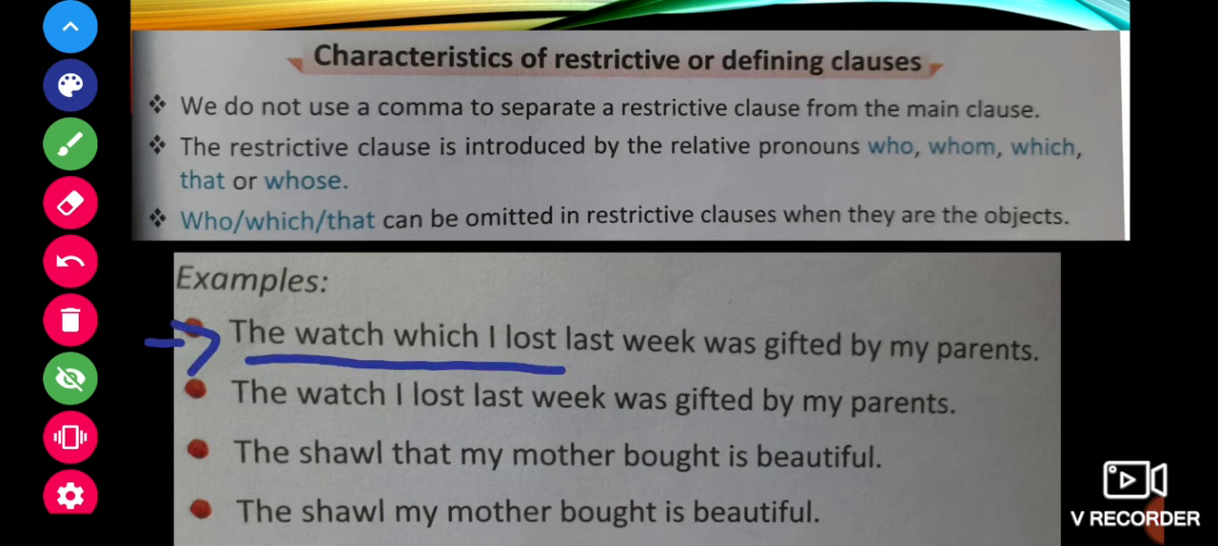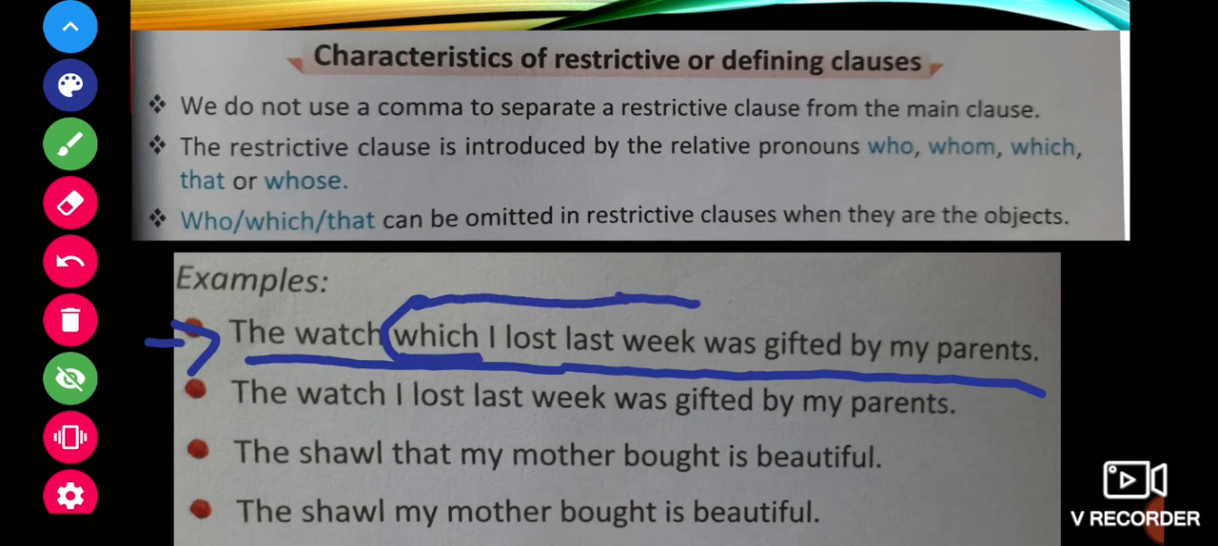The watch which I lost last week was gifted by my parents. Now here this clause starts with which. So, which I lost last week. This is an example of a restrictive clause. But here we are talking about the watch which was gifted by my parents.